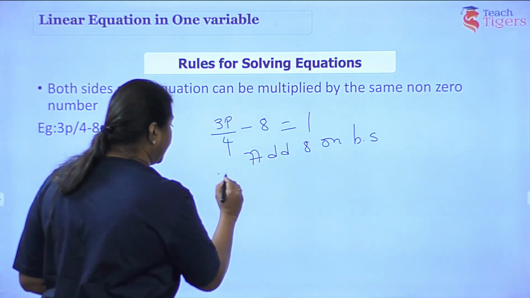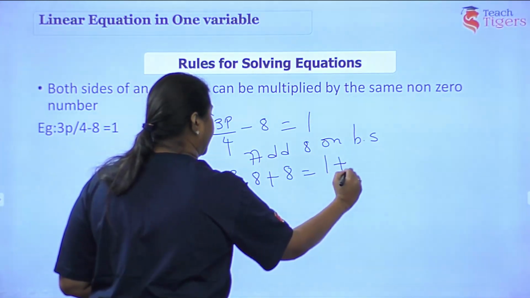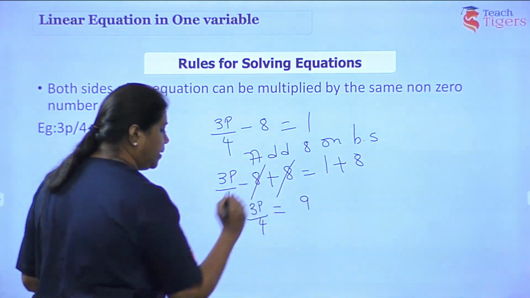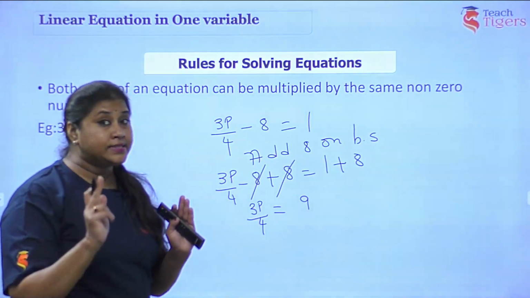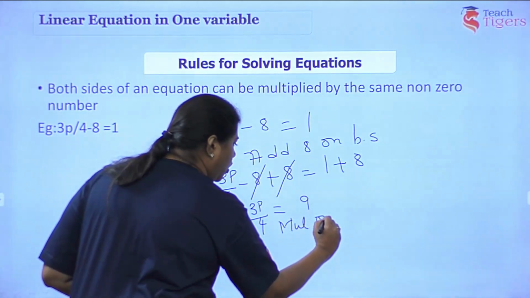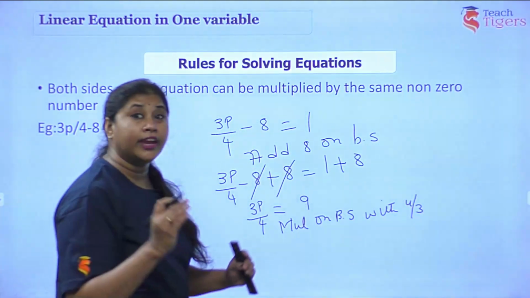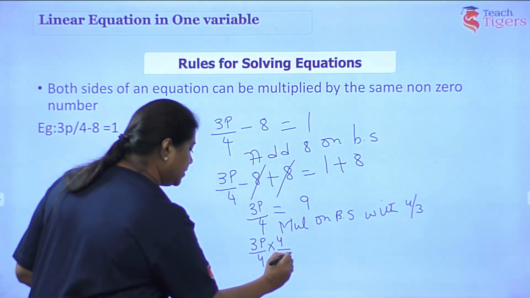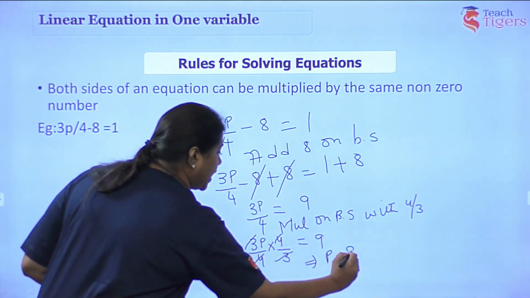BS बोलो तो both sides. Now 3p by 4 minus 8 plus 8 is equal to 1 plus 8. चले जाएंगे दोनों। 9. अभी मुझे 3 by 4 नहीं चाहिए because I want only p. मैं क्या करती हूँ, इसको 4 by 3 से मल्टीप्लाई कर देती हूँ। Multiply on both sides with 4 by 3. इसको रेसिप्रोकल से मल्टीप्लाई कर दिया क्योंकि कैंसिल हो जाता है दोनों। So 3p by 4 into 4 by 3. 3 cancels, 4 cancels, is equal to 9. Implies p is equal to 9.